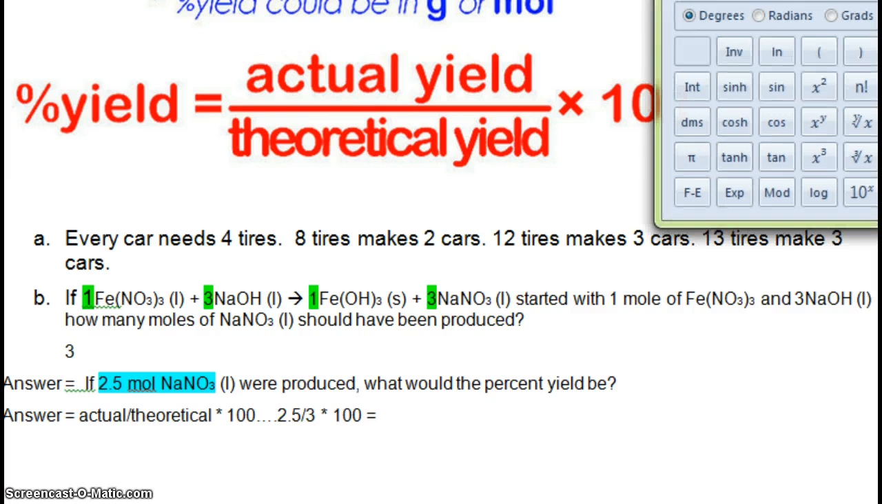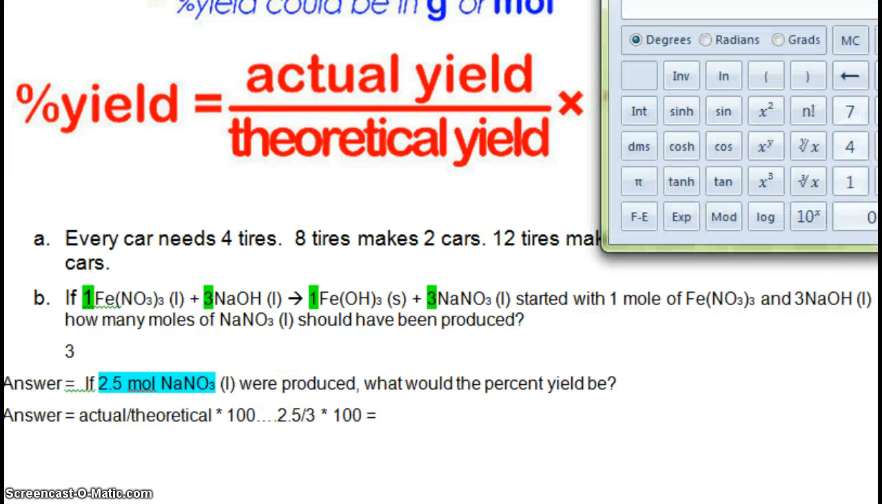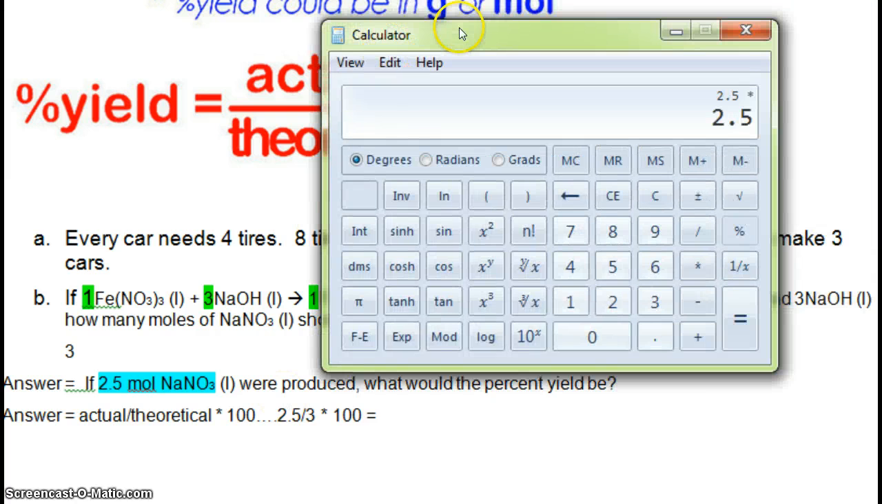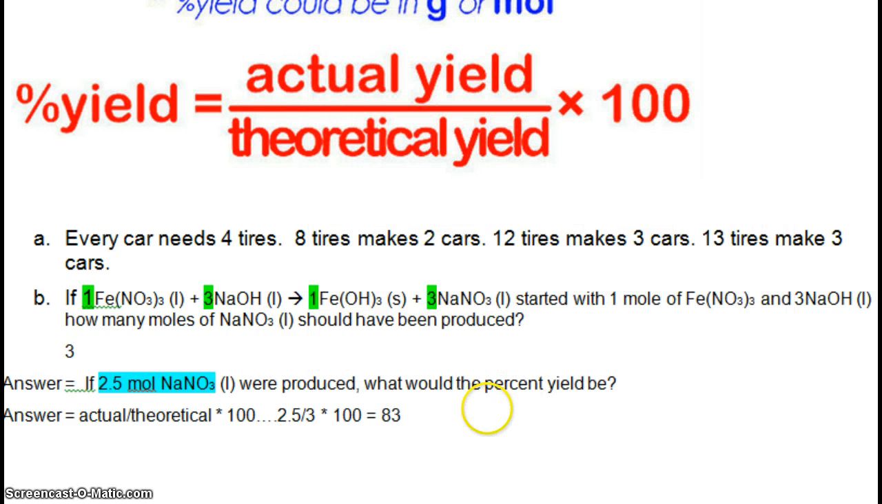And what do we get? Oh, that could not have been right. Try again, Mrs. KJ. 2.5, try it one more time. 2.5 divided by 3, and then times 100. There we go. 83.33%.